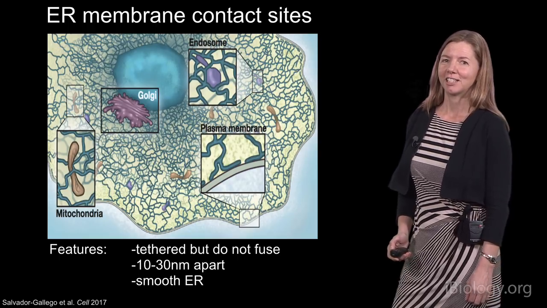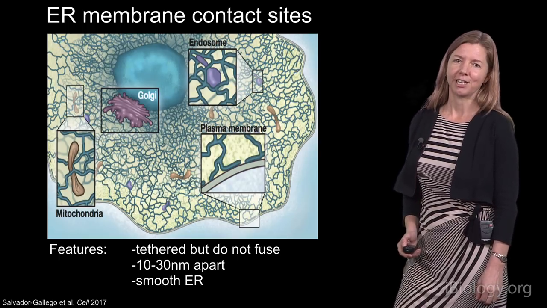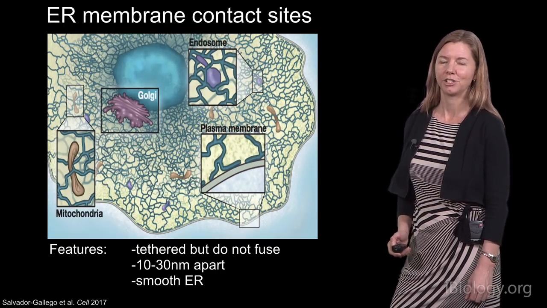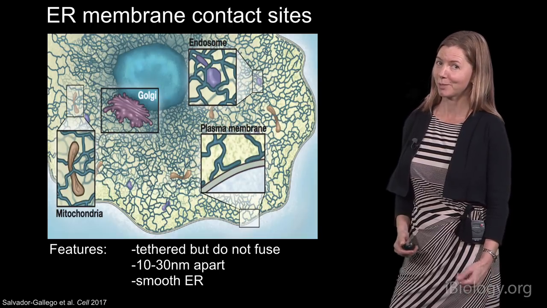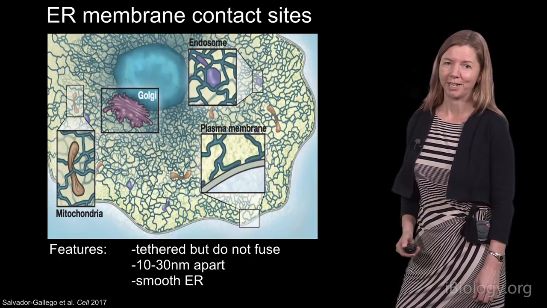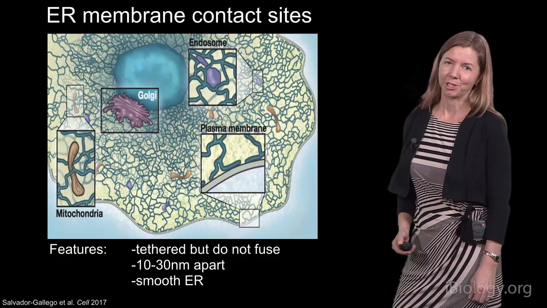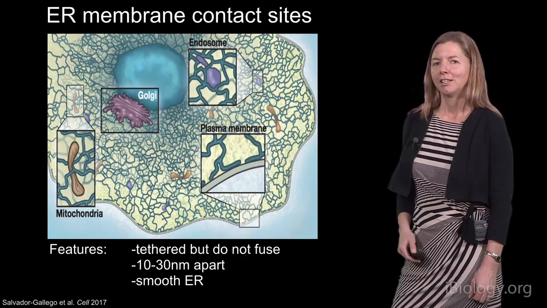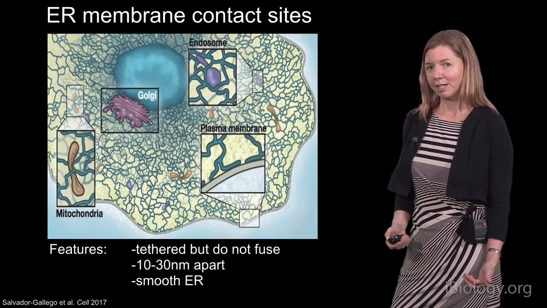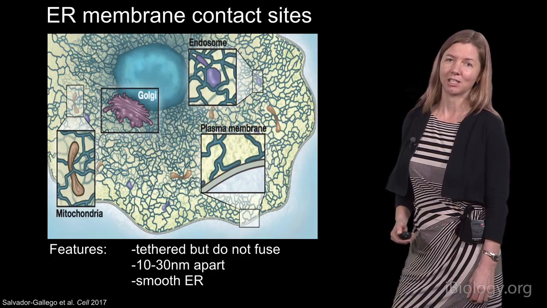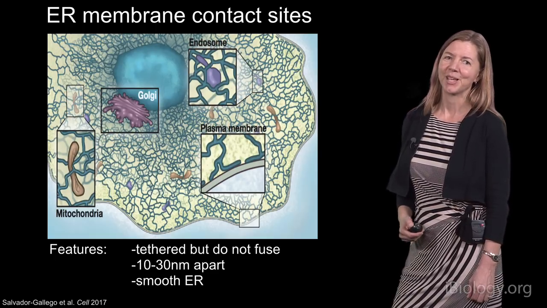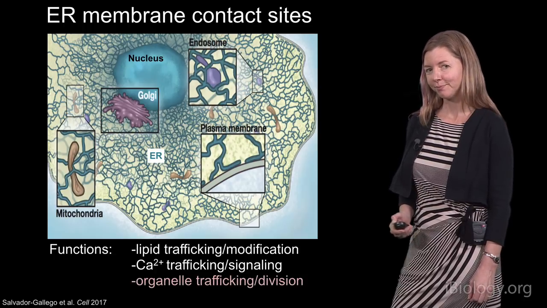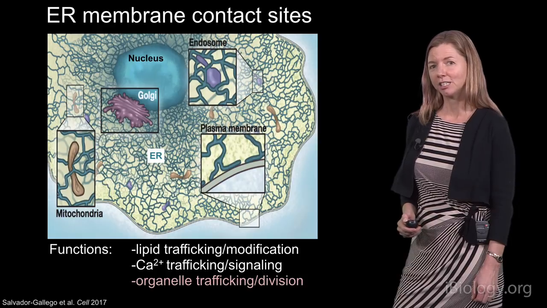So ER membrane contact sites are places where the elaborate ER network comes up close to other membranes, organelles like the Golgi, endosomes, mitochondria, lipid droplets, peroxisomes, and also the plasma membrane. We know a few things about these organelle contact sites. For one, these are places where the organelles are tethered, but they don't fuse. They're about 10 to 30 nanometers apart, so molecular distance. And the ER is smooth at these contact sites, so it's mainly tubular ER, and rough ER is excluded, so ribosomes are not there.